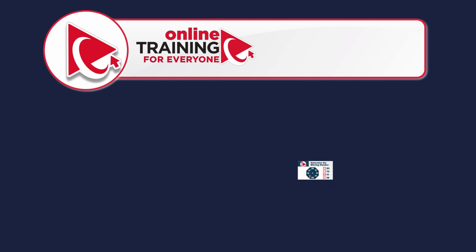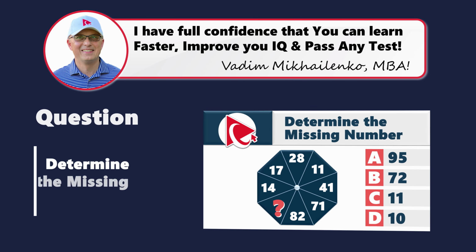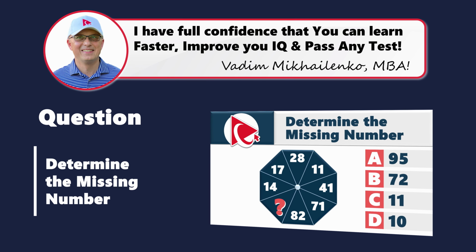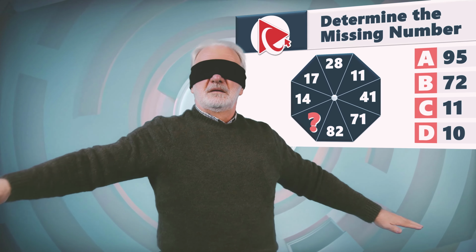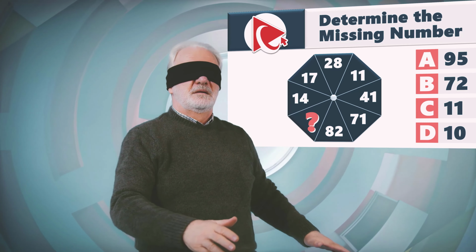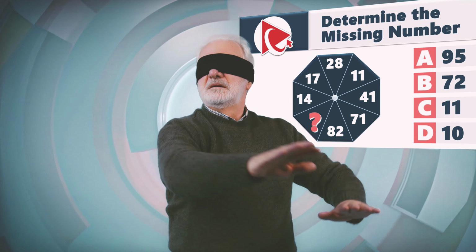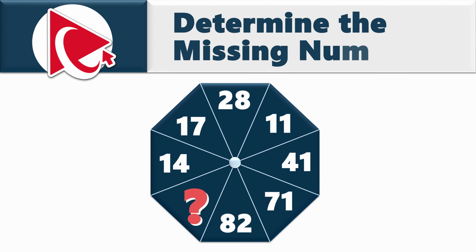Do you know what time is it? It's time for your solo quest through this maze of the intellect. And keyword here is solo. Solving this question, though, is like navigating through the maze blindfold, challenging, a bit disorienting, and probably not recommended. You're presented with the sequence of numbers, and you need to calculate the missing number. The numbers you see are 14, 17, 28, 11, 41, 71, 82, and then comes the missing number, which you need to calculate and select out of 4 possible choices.